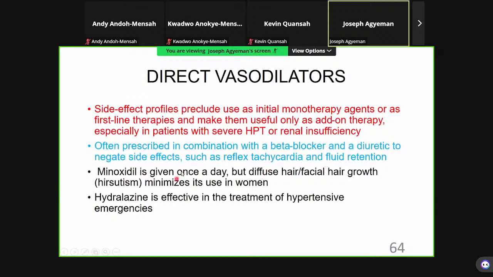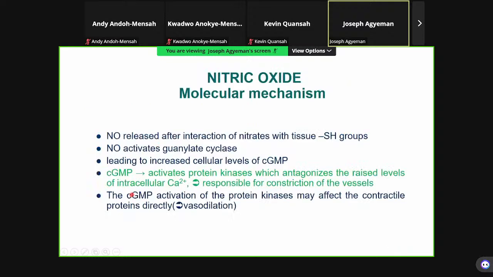As I said, minoxidil is used nowadays as a cosmetic agent. So for men, because they want to grow their beard, it's beneficial. But for women, it becomes a negative effect. Hirsutism, women don't like facial hair and those things, so they frown over the use of minoxidil. Note that when it comes to hypertensive emergencies, hydralazine is very, very strong there, together with beta blockers like labetalol.